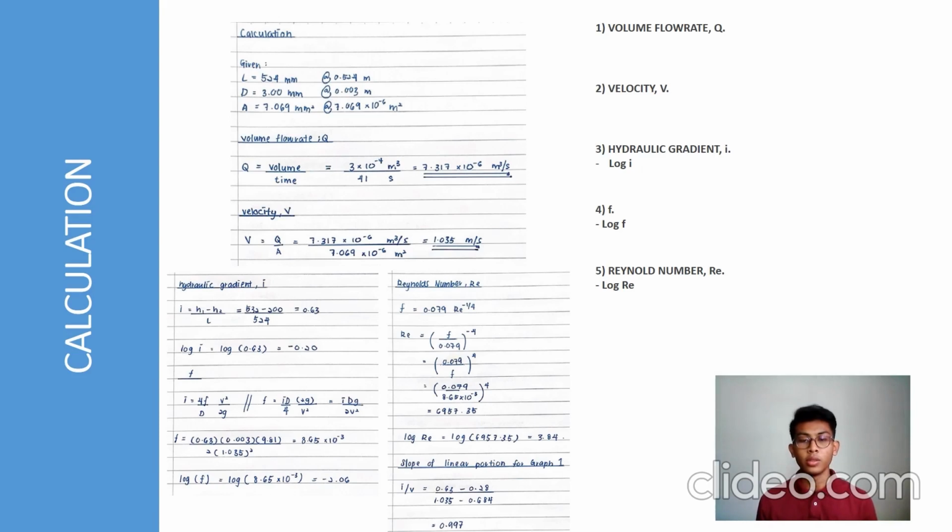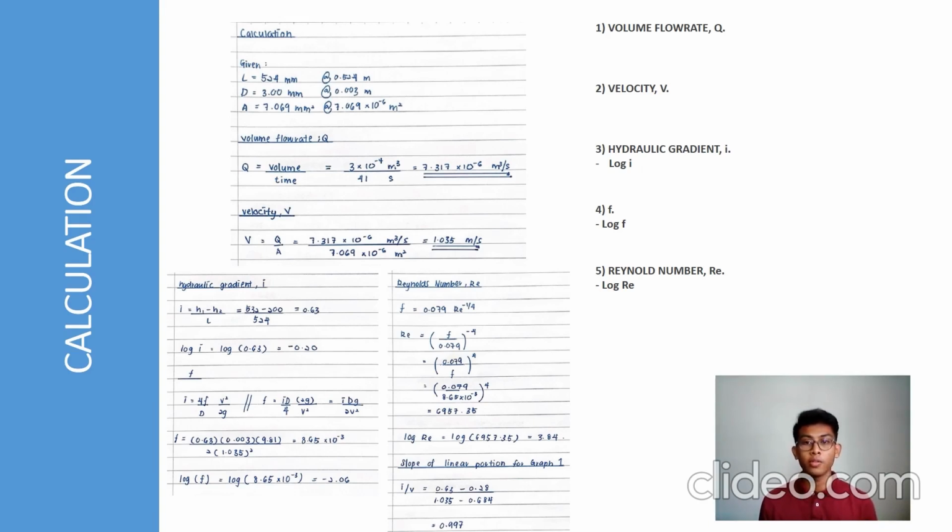My objective for this video is to present the calculations that we do for the group experiment report. For this report, we need to calculate a few things such as volume flow rate, velocity, hydraulic gradient, which is I, and then the log of I, and then F, the log of F, and then the Reynolds number, also the log of Reynolds number.